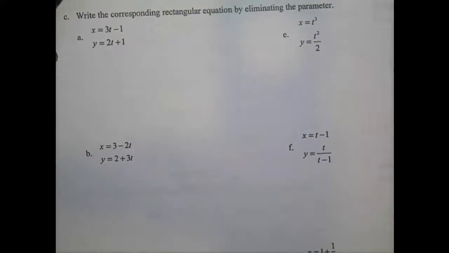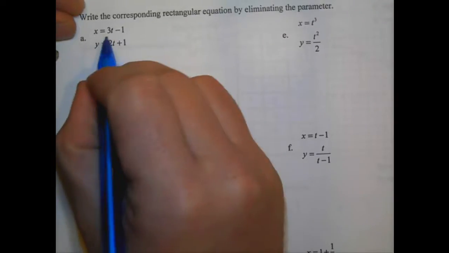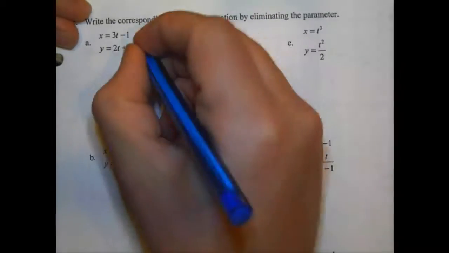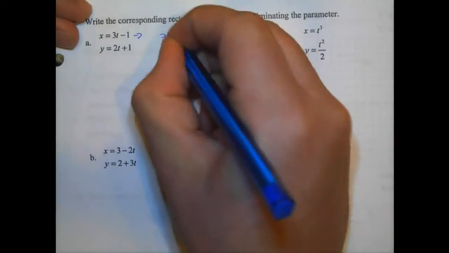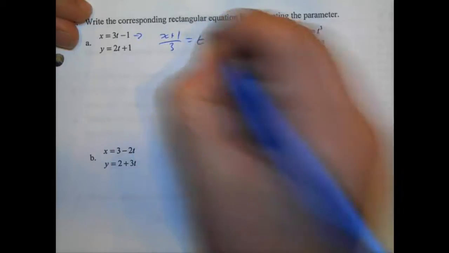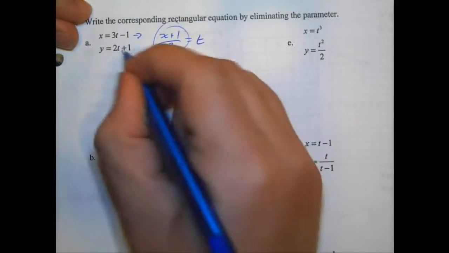So essentially, we're getting rid of our t, or our theta, the thing that is not x or y. In this equation, it looks like it would be easiest to get x by itself. So you do x plus 1 over 3 equals t. And then you take this and plug it into t in that equation.